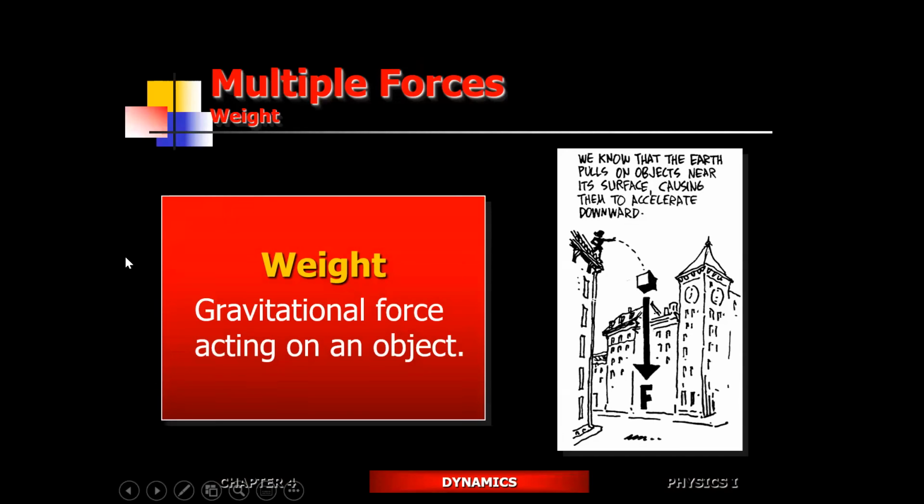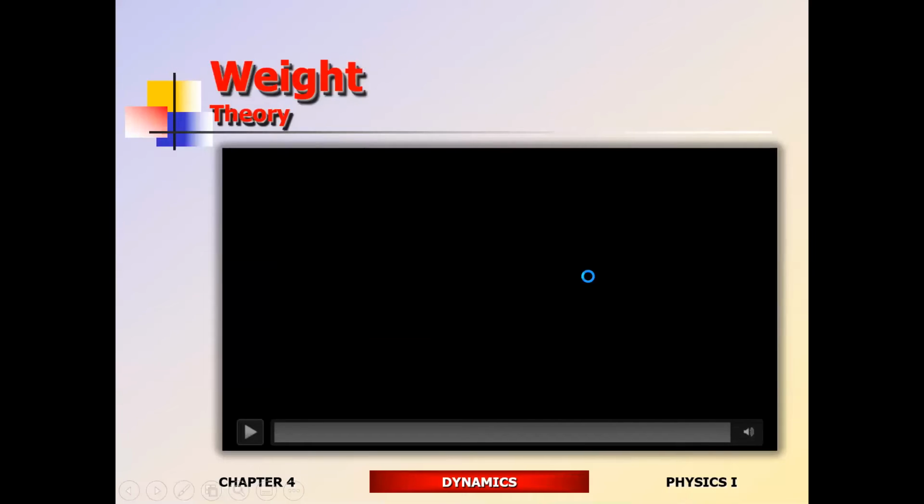Weight is the force of gravity acting on a mass. That's it. So the gravitational force acting on an object is known as weight.